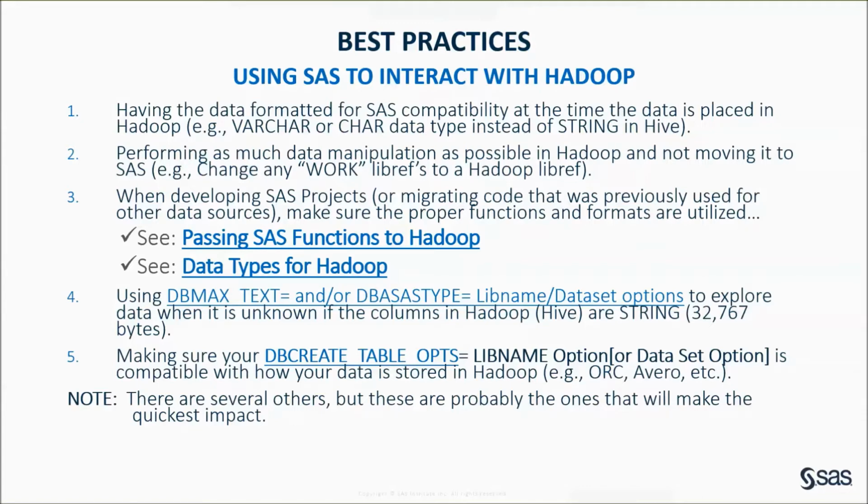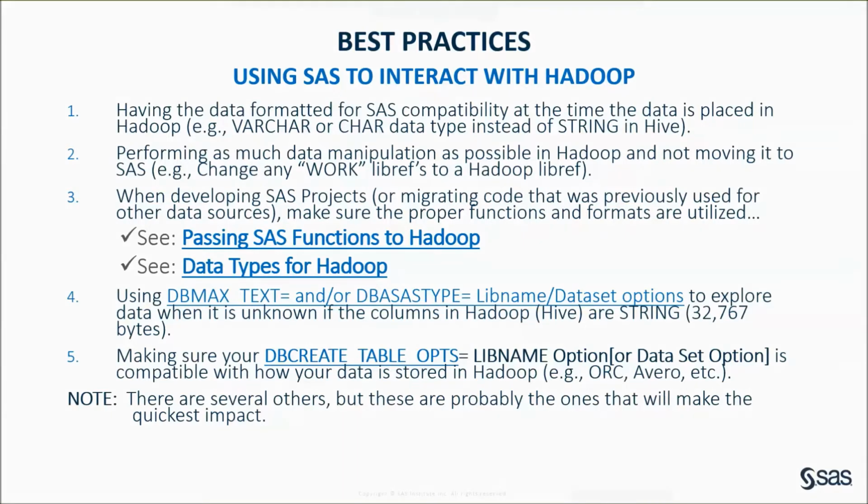Number 2 would be performing as much data manipulation as possible in the Hadoop cluster. In other videos where I've talked about these interactions, the primary focus is to move all the processing into the Hadoop cluster and then only return the result set, which is a subset of what's going on in Hadoop, back over to the SAS server for further analytics through the creation of reports or predictive models.